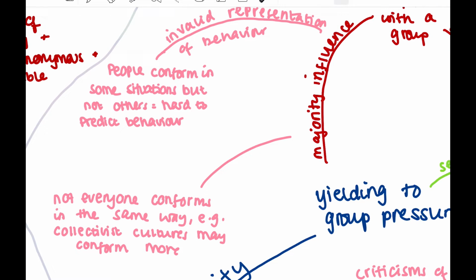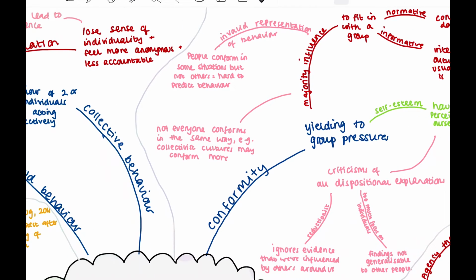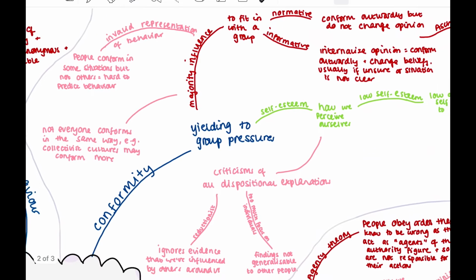Additionally, not everyone conforms in the same way. Now, there is evidence to suggest that people who are raised in collectivist cultures may actually conform more. We'll look more about collectivism and individualism in pro-social behaviour in a moment. So it might not explain, or it might not be generalisable to everybody. So that's the situational factor to explain conformity.